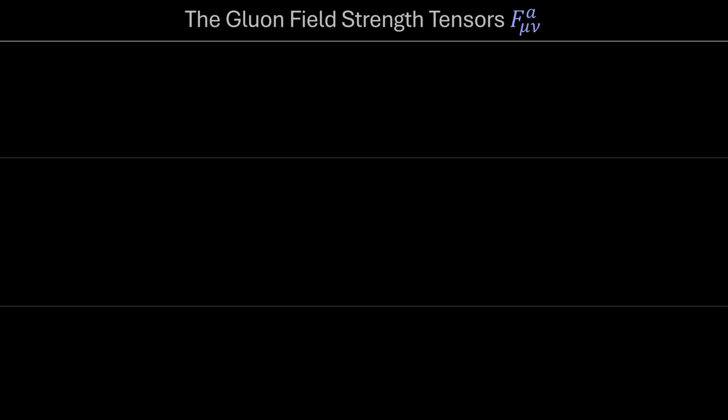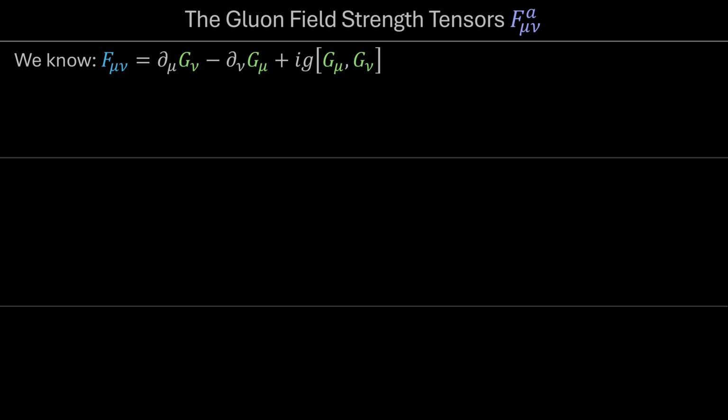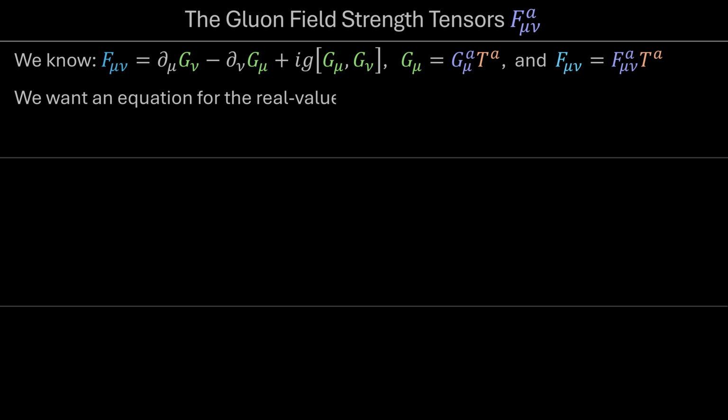Okay, so what do we know? Well, we know how the SU3 matrix-valued F mu nu is defined in terms of the SU3 matrix-valued gauge field G mu. We also know that because the components of the gauge field and the field strength tensor both live in SU3, you can trade in each SU3 matrix-valued object for 8 real-valued scalars. And so the question now becomes, how do we calculate the scalar-valued F mu nu A?